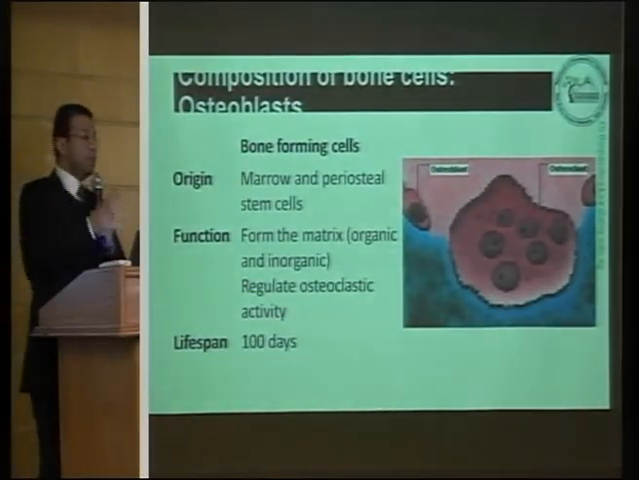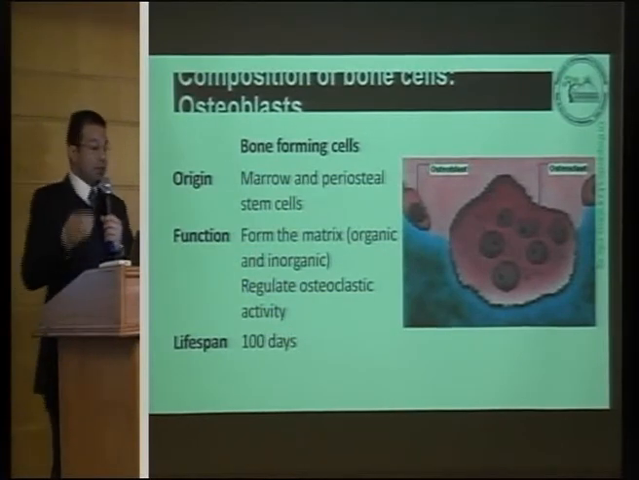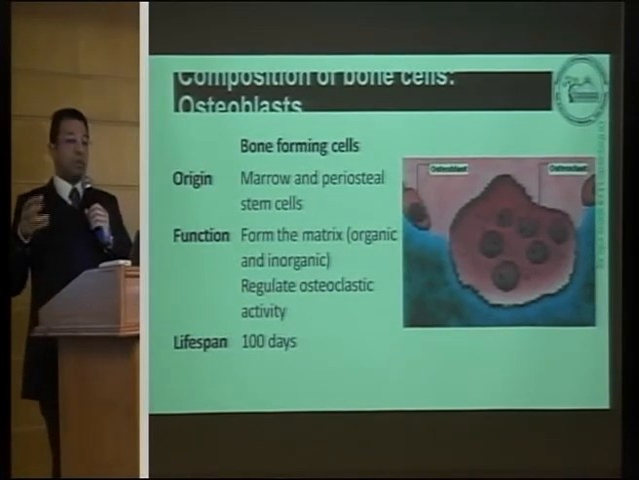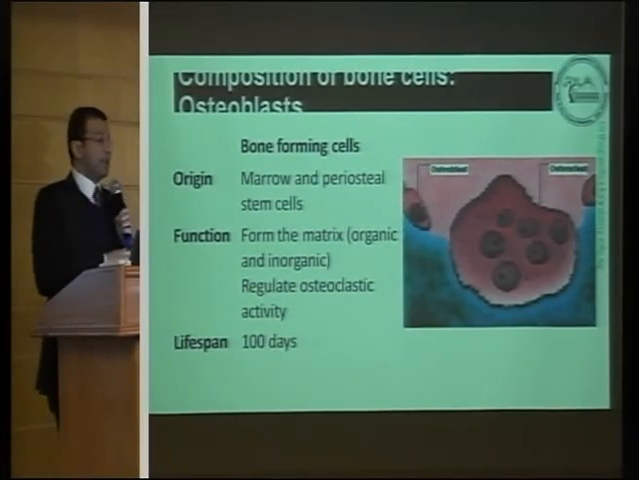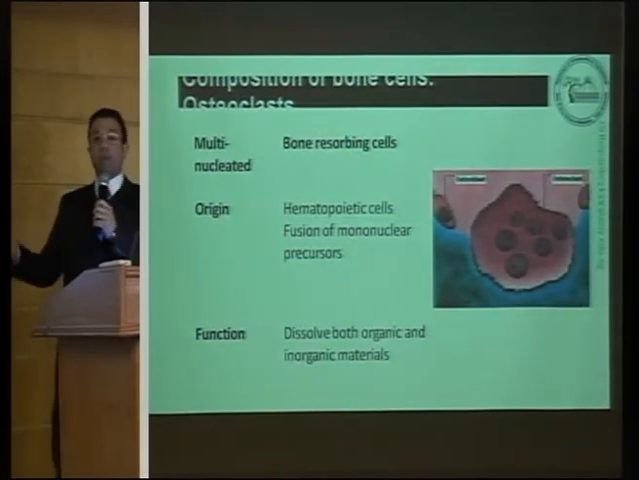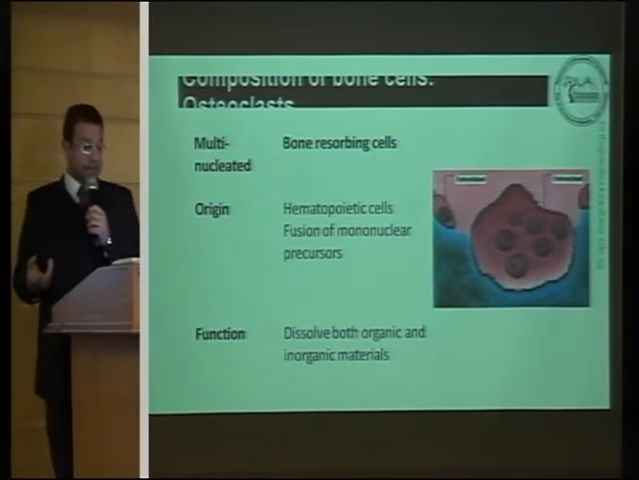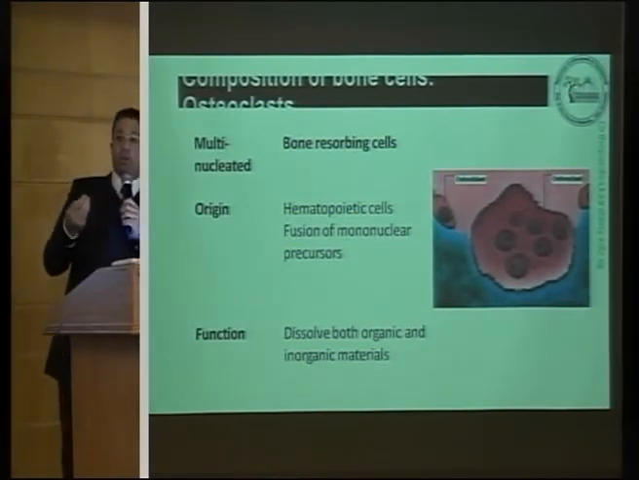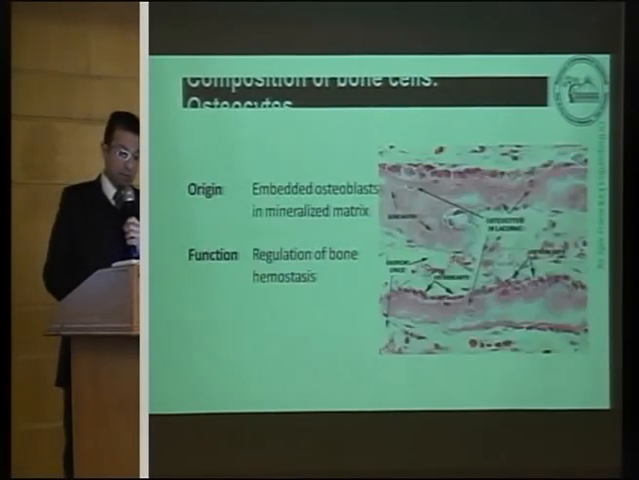We have three types of cells. Bone-forming cells, which come from the marrow or the periosteum, are responsible for the regulation of the remodeling process by activation and deactivation of osteoclastic activity. The bone-resorbing cells, which come from the blood, hemopoietic in origin, are multinucleated cells, and they are responsible for the dissolution of the organic and inorganic material.